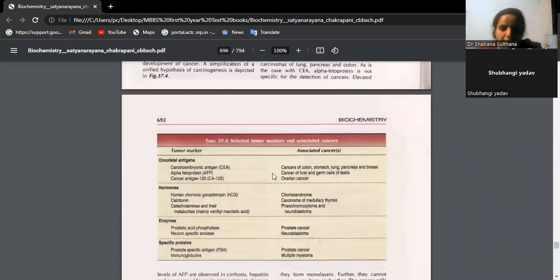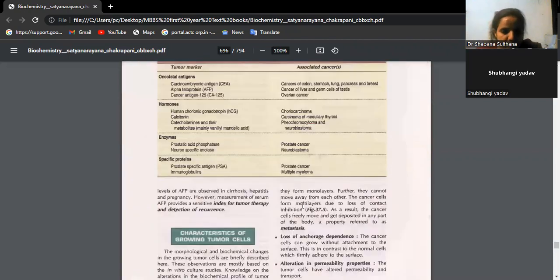For example, if a person is going to suffer with colon cancer, stomach, lung, pancreas or breast cancer, you will see carcinoembryonic antigen, CEA, is increased. In cancer of liver, germ cells or testis, you will see alpha fetoprotein levels are increased in the blood. Similarly, I want you to memorize this entire table because this is very, very important. It's again a routine question: tumor markers and associated cancers.